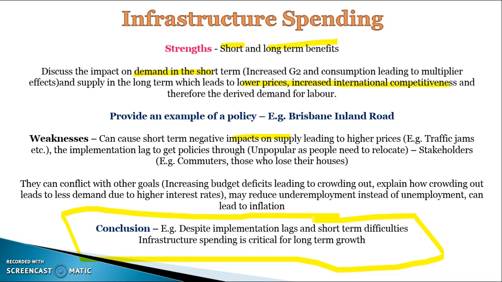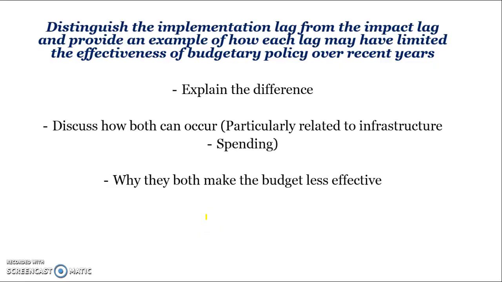Talk about key stakeholders that are affected, so it can be particularly unpopular because of lobby groups. And it can also conflict with other goals because it can lead to bigger budget deficits. It may also not have the desired effect because it causes crowding out, or it can lead to inflation as well.